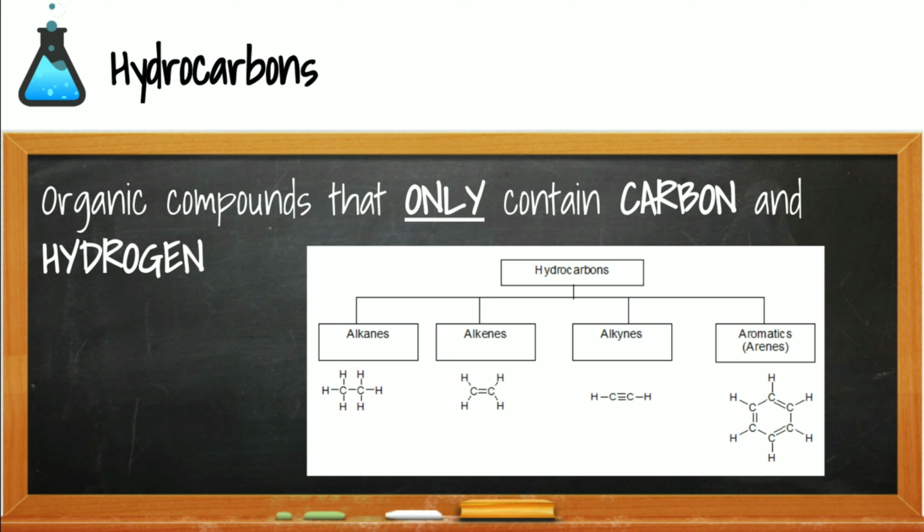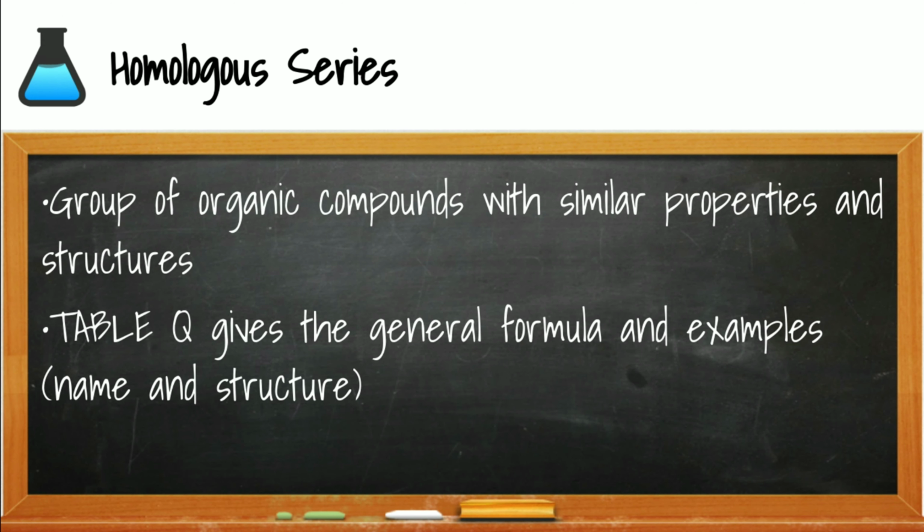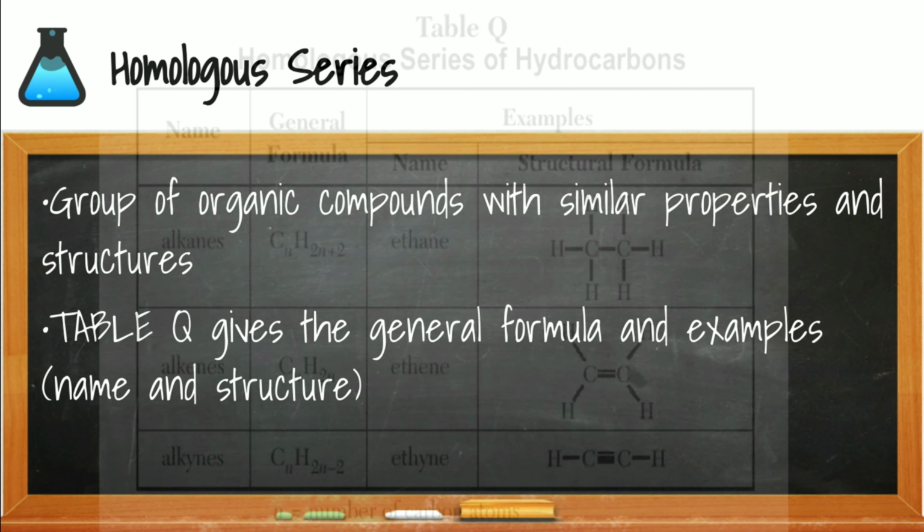Now, hydrocarbons are a special class of organic compounds that contain only carbon and hydrogen, as you can pretty much tell from their name. Now, the homologous series are a group of hydrocarbons that have similar properties and similar structures. And we are going to use reference table Q to help us name these various compounds.